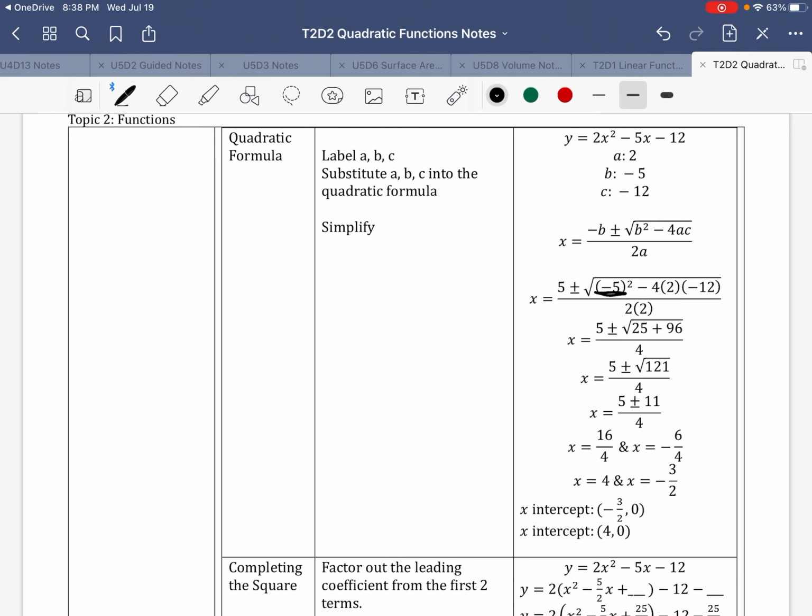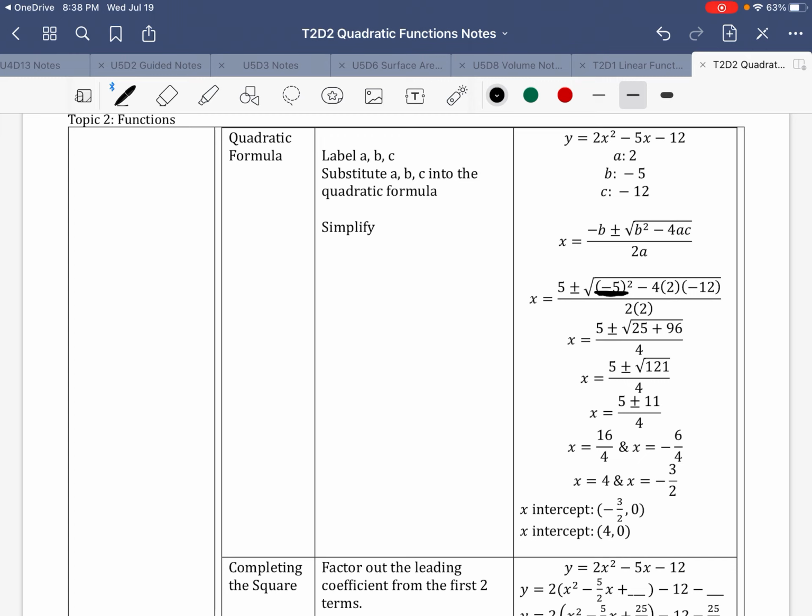A couple of things to watch out for. Be careful right here that you have parentheses around the negative, so that we have a positive 25 plus 96, which gives us the square root of 121. When we calculate the square root of 121, we get 11. So 5 plus or minus 11 over 4.